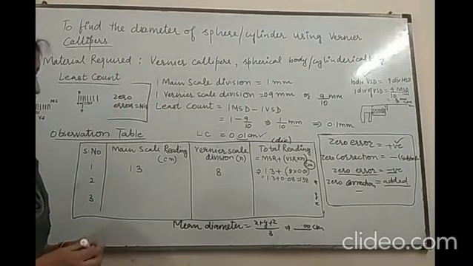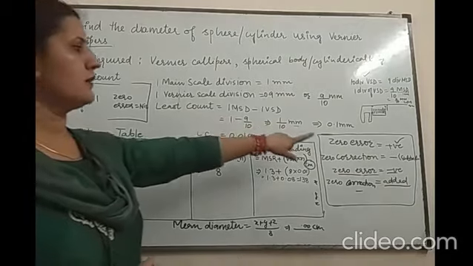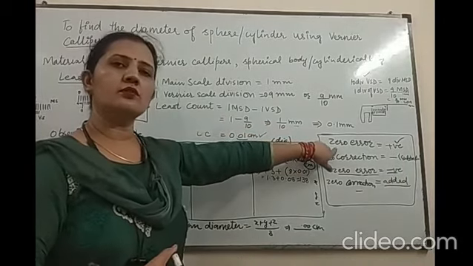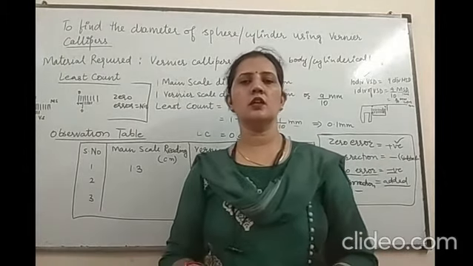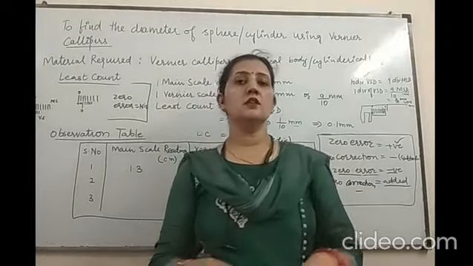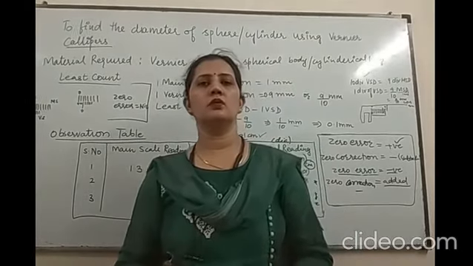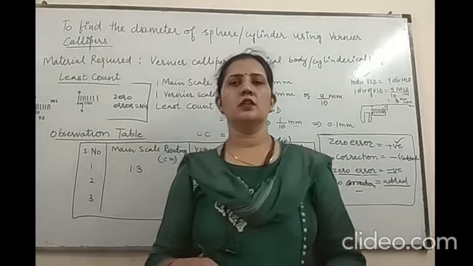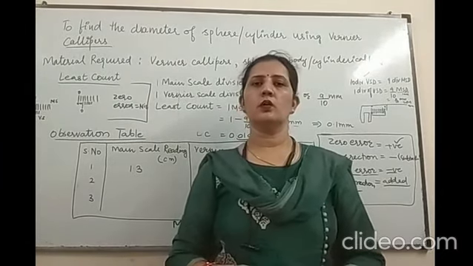Before starting the observations, you have to check the zero error of the instrument. If the zero error is positive, in zero correction it should be subtracted. If the zero error is negative, in the zero correction it should be added. And this is all about measuring the diameter of a spherical or cylindrical object by using the vernier caliper.